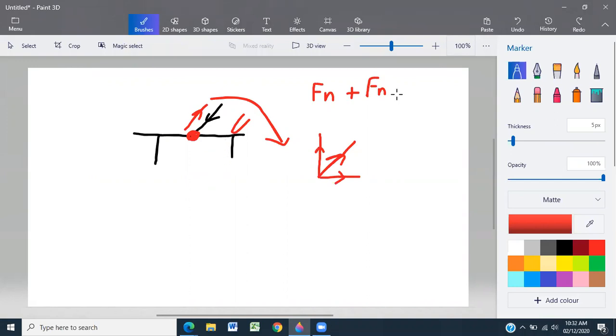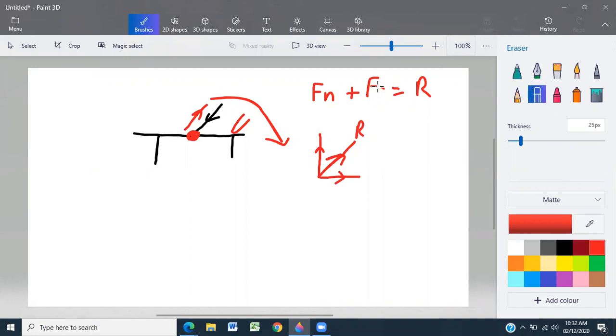Good. So this here, Fn plus the friction, is equal to the reaction of the table or the ladder or the wall. That's what R is equal to. This here is R, the reaction, and this plus this was equal to it. So now, if this is a smooth vertical wall, what does that mean? That means that the friction is zero or close to zero. So if the force introduced by friction is zero, then the reaction should just be Fn, wouldn't it?